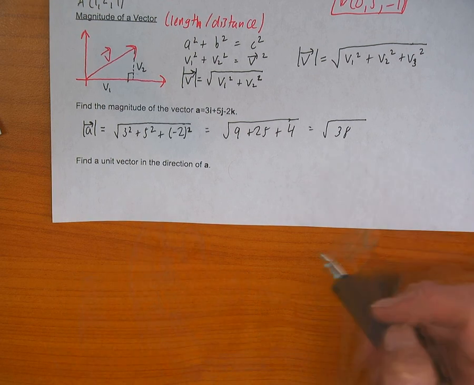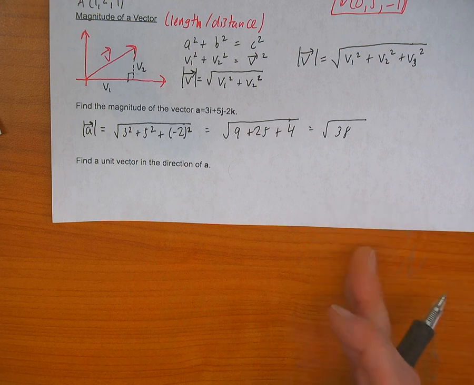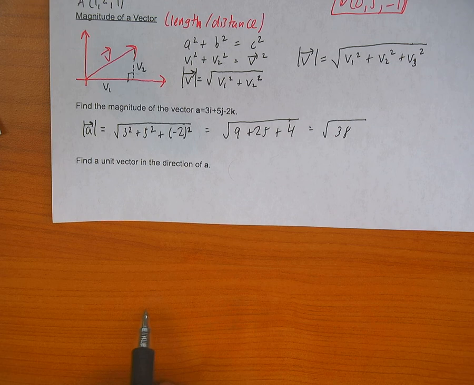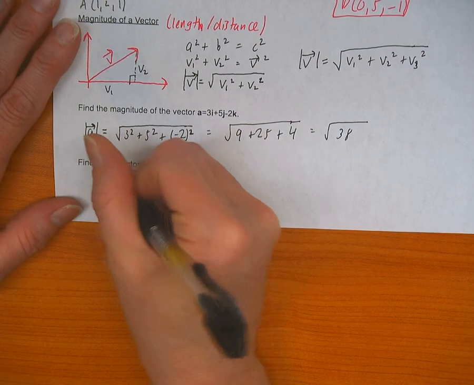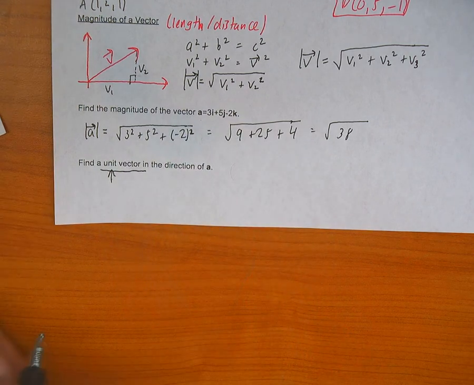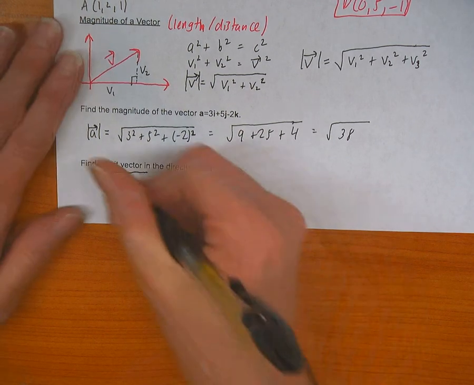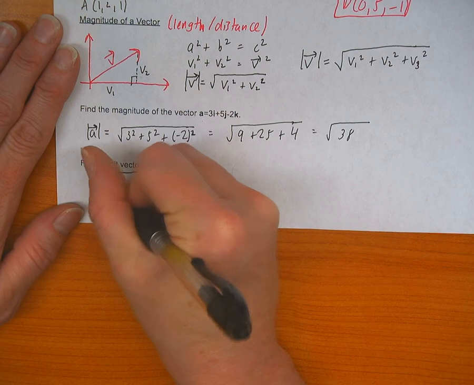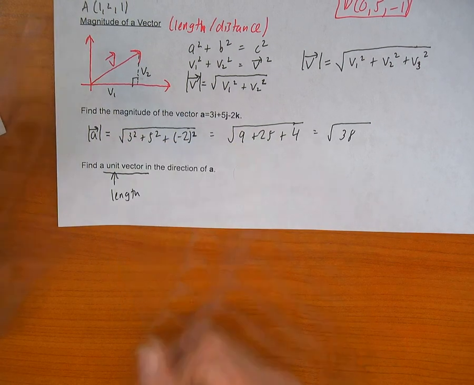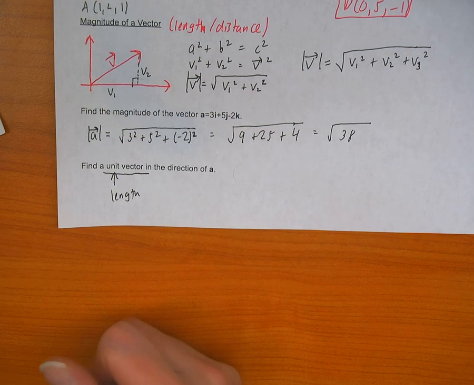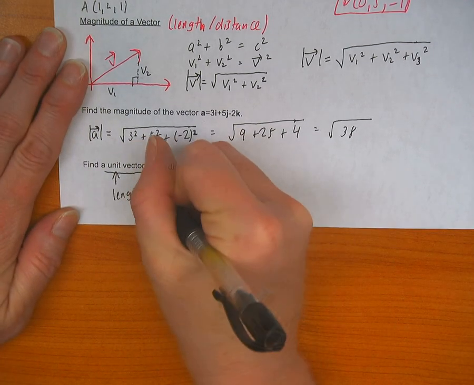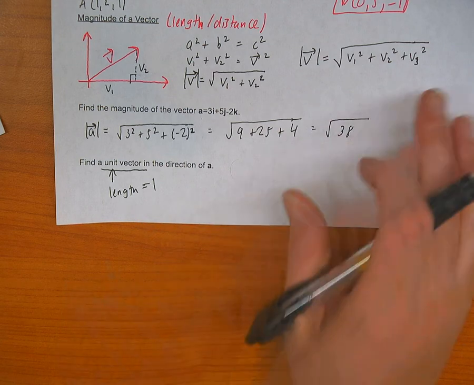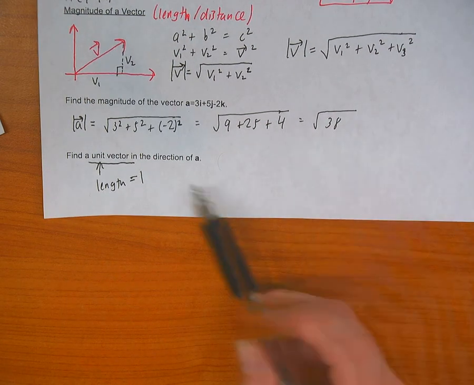And typically we do leave them as radicals because we usually want the exact value rather than something that's been rounded. Next thing, find a unit vector. Whenever you just see something like unit circle, unit vector, it's a vector of length 1. It's got a length of 1 unit. So they want it to have a length of 1, or we should say magnitude, right? So here's what we do.